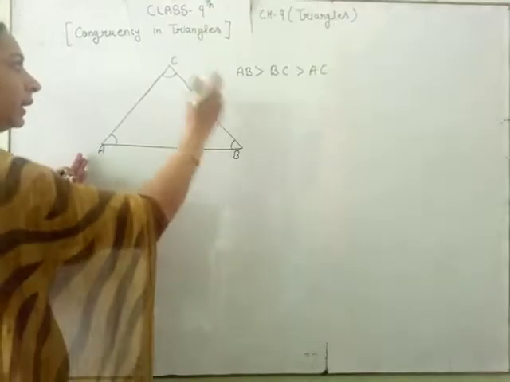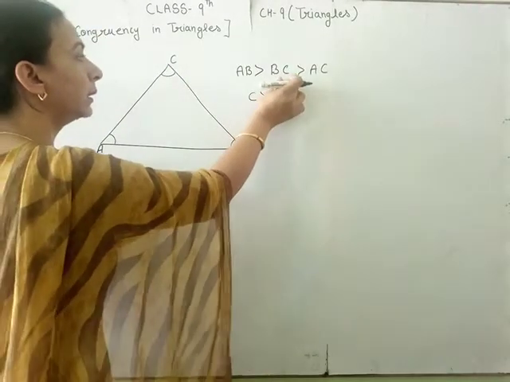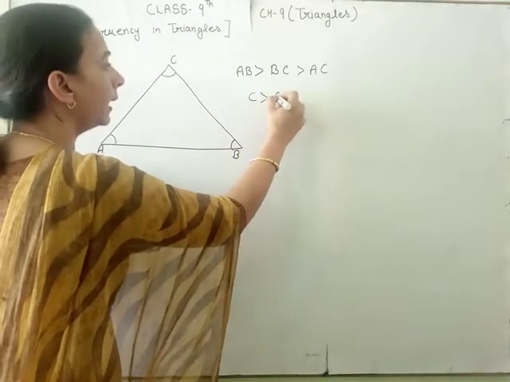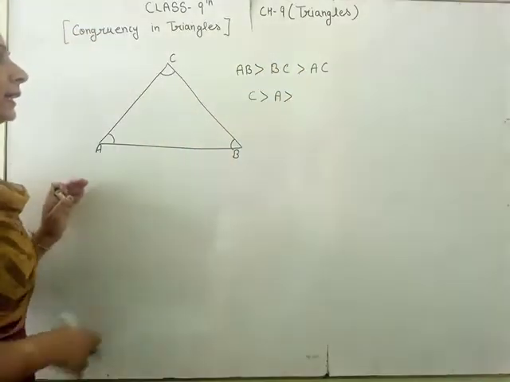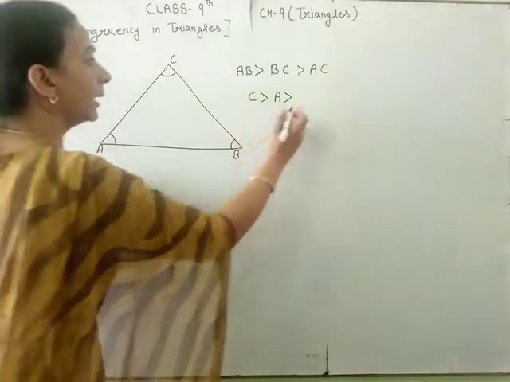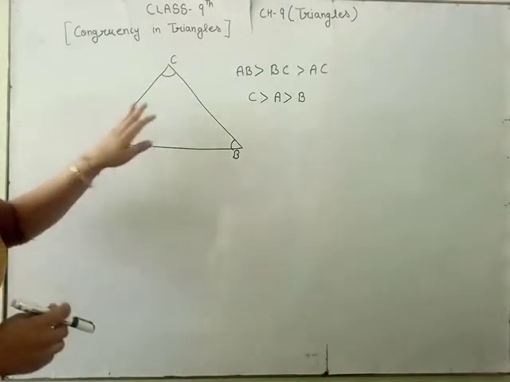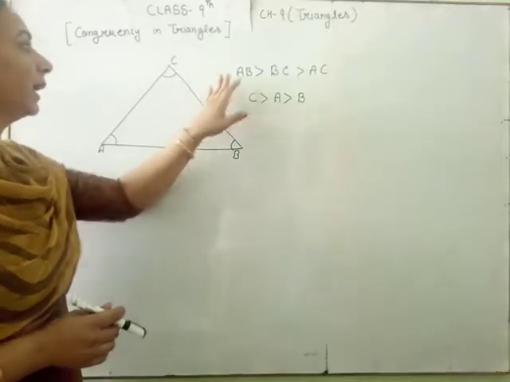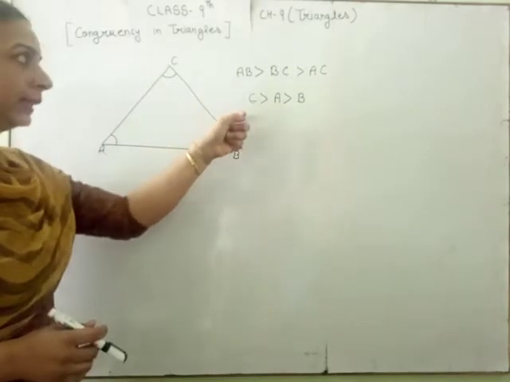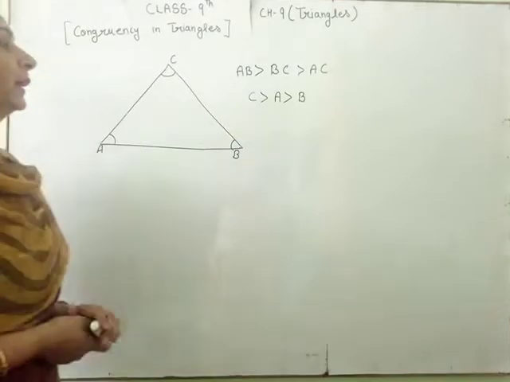The opposite angle of AB is angle C, then angle C is the greatest. After that, side BC, the opposite angle of BC is angle A, then angle A, and the smallest side is AC, so the opposite angle of AC is the smallest. Okay, students, this is the condition for a triangle. If all the sides are not equal, if AB is greater than BC greater than AC, then the opposite angle of AB is greater, then the opposite angle of BC, then the opposite angle of AC.